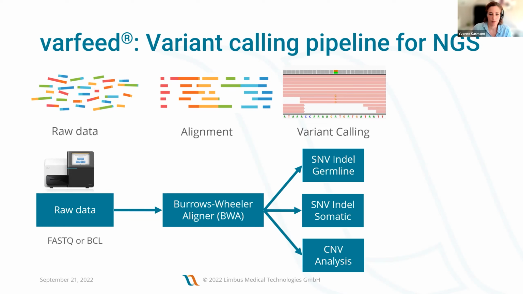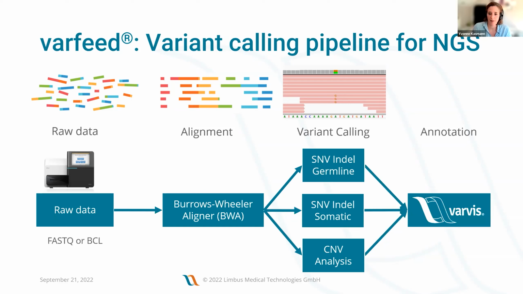And as I said before, it's possible to choose the germline automatic pipeline. This has to be configured at the beginning and then can be used. And variants that are detected accordingly show up in varvis and are fully annotated against all available information.